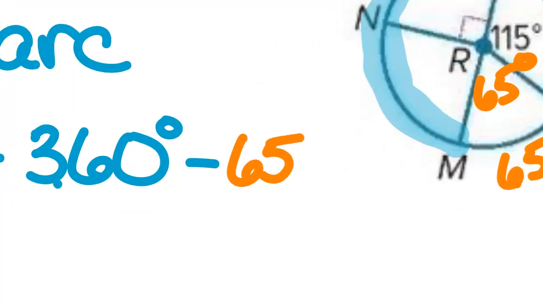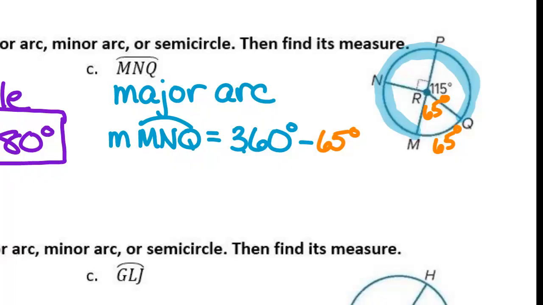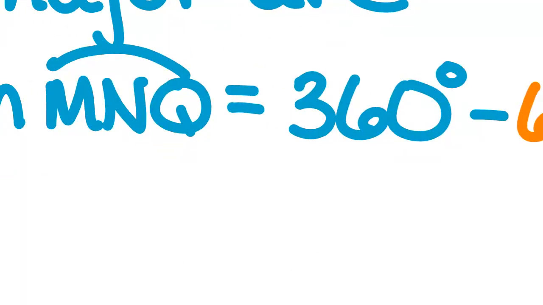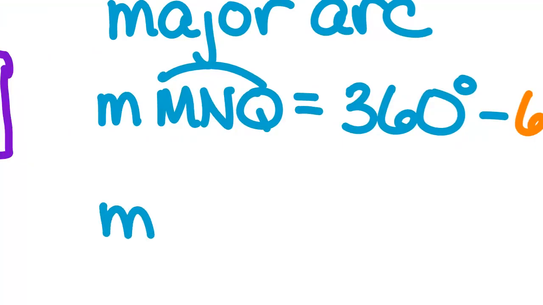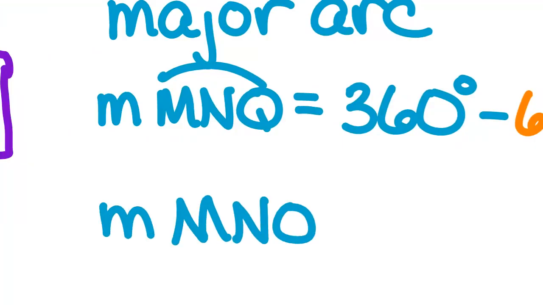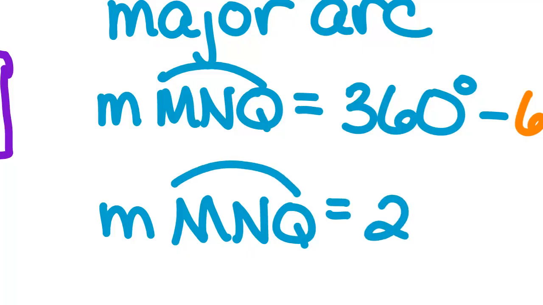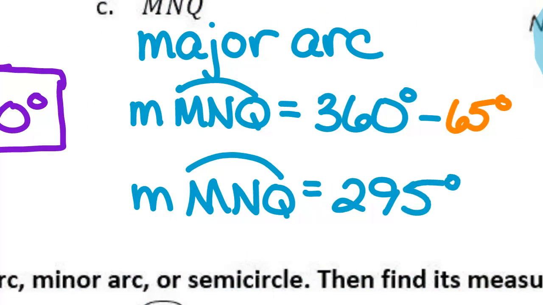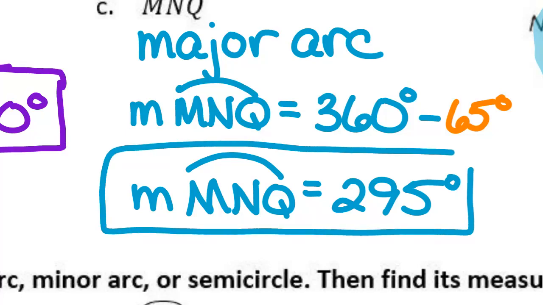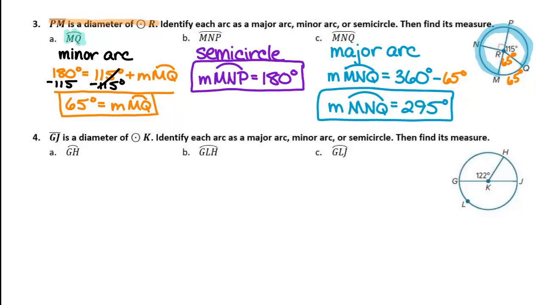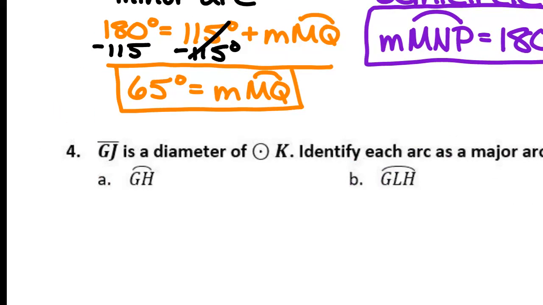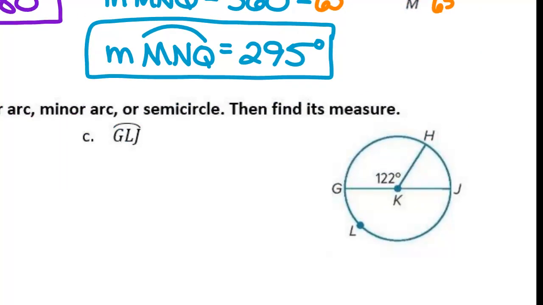So we're going to subtract 65. What is 360 minus 65? 295. So the measurement of arc MNQ is 295 degrees. All right. Let's try the same type of thing down here on number 4. This time, what do we know from the very beginning? GJ is a diameter of circle K.